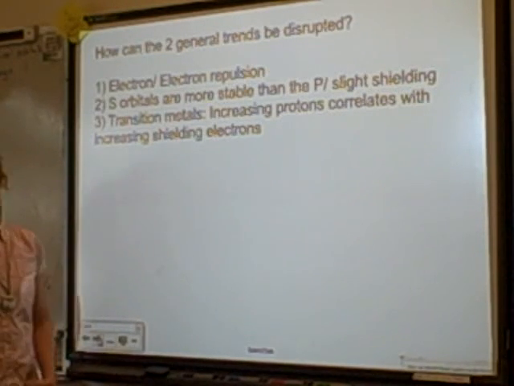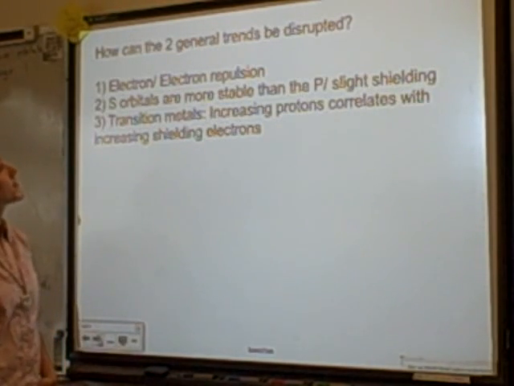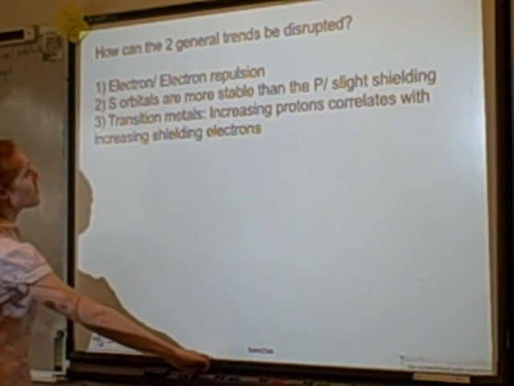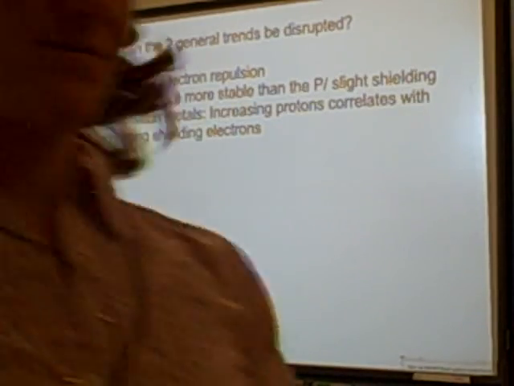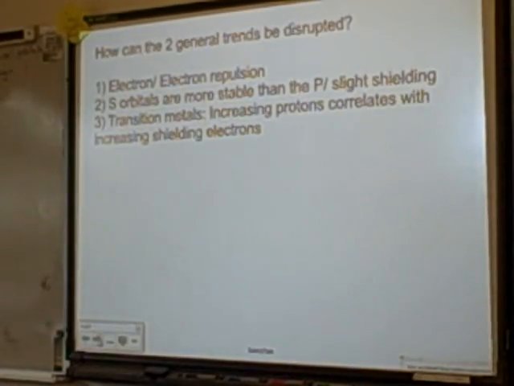And then there are two ways that these trends, actually three. The two general trends can be disrupted in three ways. The first is electron-electron repulsion, and there's no way there's time in this video for this one.